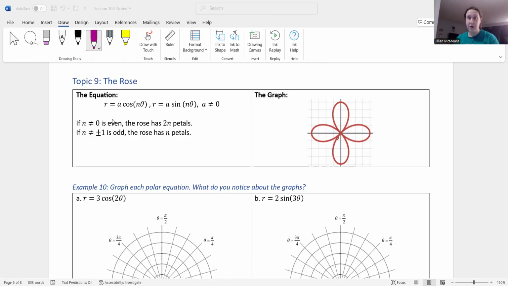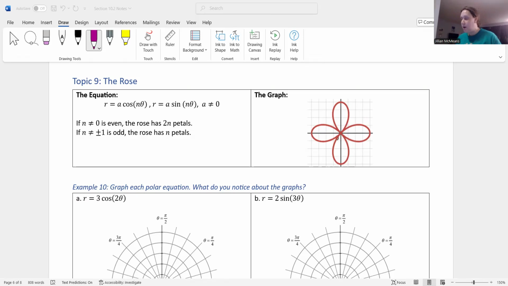You can see this graph I have to the right clearly has 4 petals. So the n value is our secret to how many petals we're going to have. If n is not equal to 0 and is even, then we're going to have n times 2 petals. Whatever n is, double it, that's how many petals you're going to have. If n is not plus or minus 1 and it's odd, then you're going to have just n petals. Whatever n is, that's the number of petals you have.